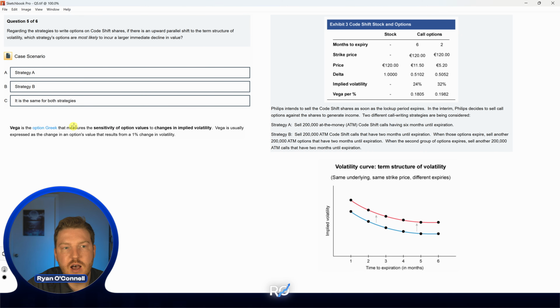So Vega is the option Greek that measures the sensitivity of option values to changes in implied volatility. Vega is usually expressed as the change in an option's value that results from a 1% change in volatility. For calls and puts, Vega should be positive for a long call or a long put.